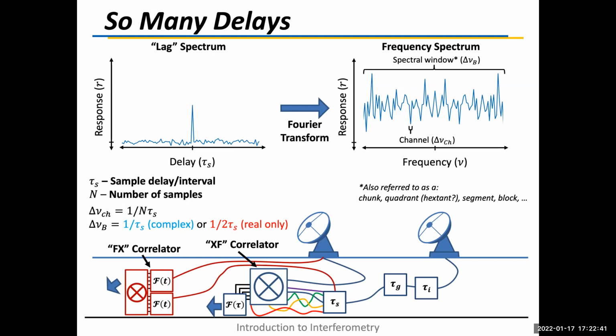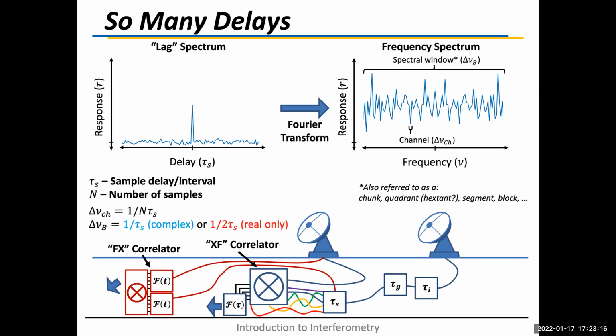The thing that I just described is typically called an XF correlator. That is, correlate first, then Fourier transform. The SMA and several other interferometers actually invert that, and by virtue of the convolution theorem, this is mathematically sound. It has a couple of caveats that we're not going to get into right now, but you can Fourier transform first and then correlate individual frequency channels to get roughly the same thing. That's called an FX correlator, which is what the SMA uses.